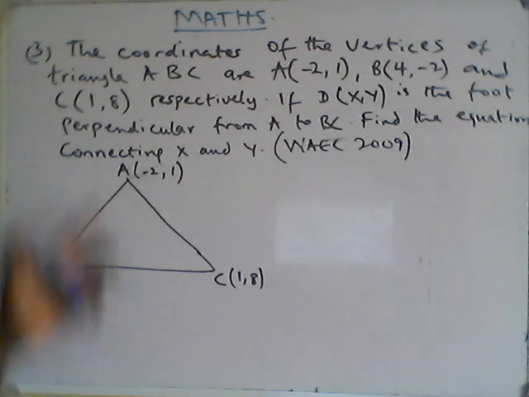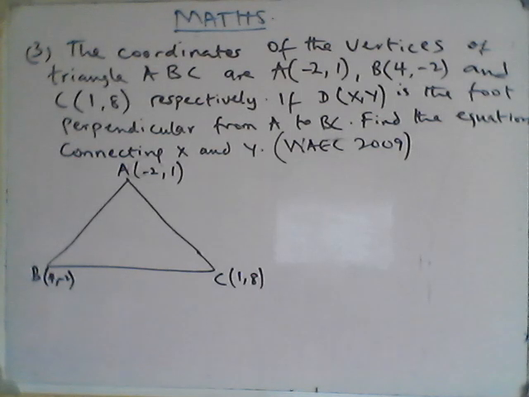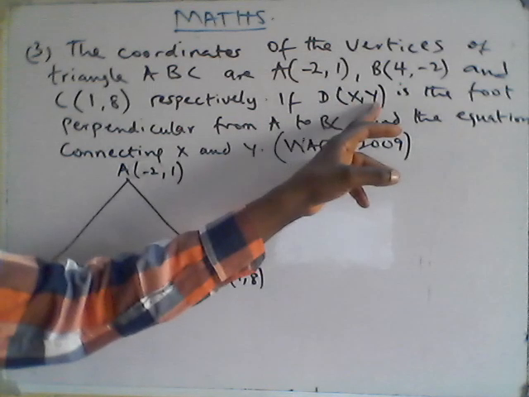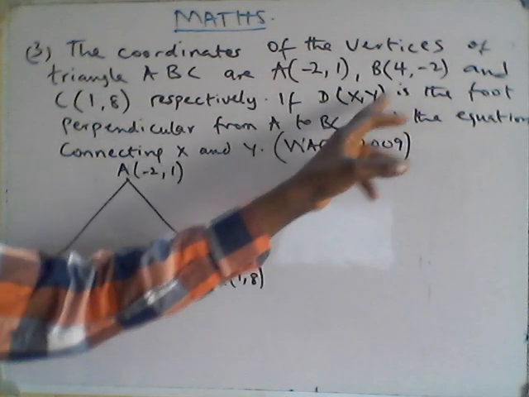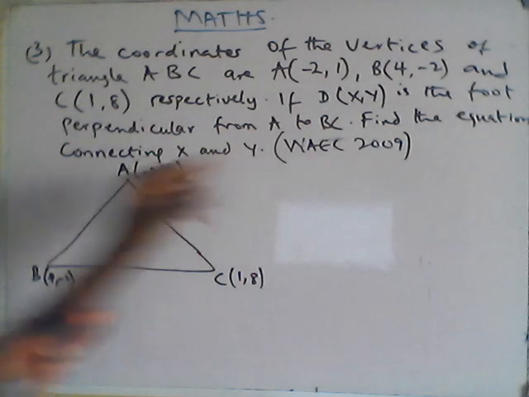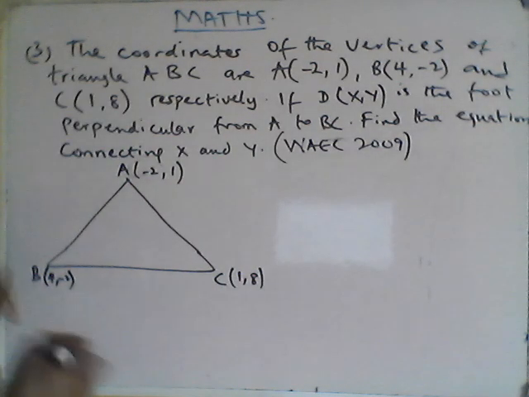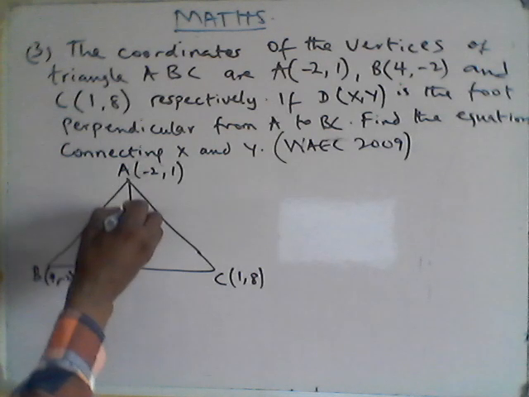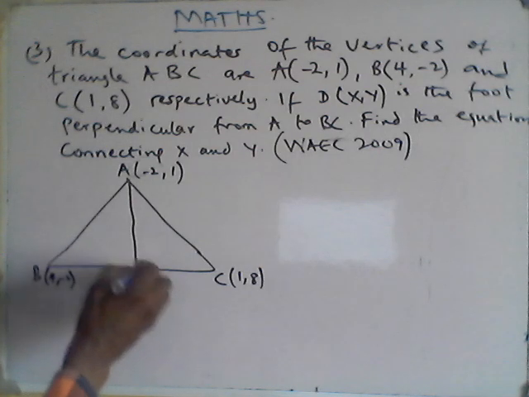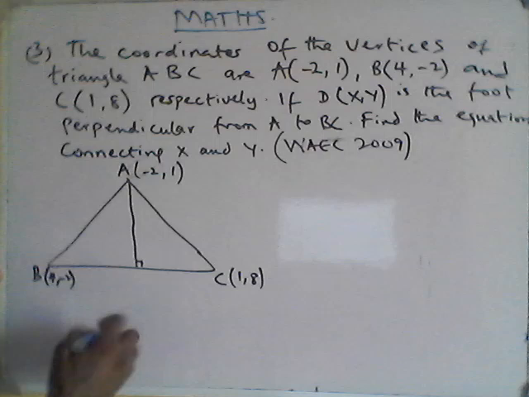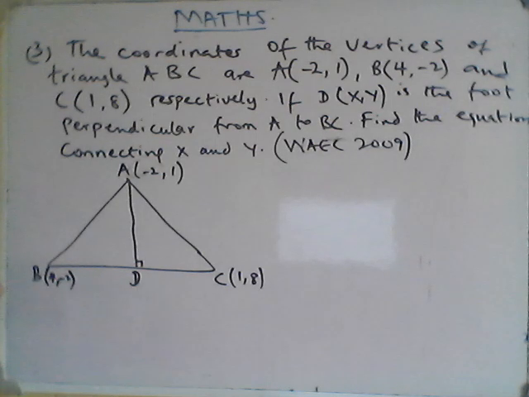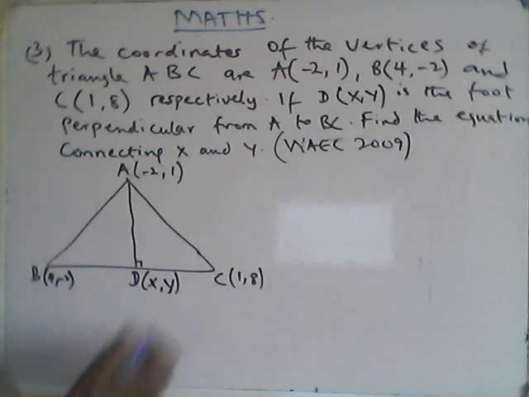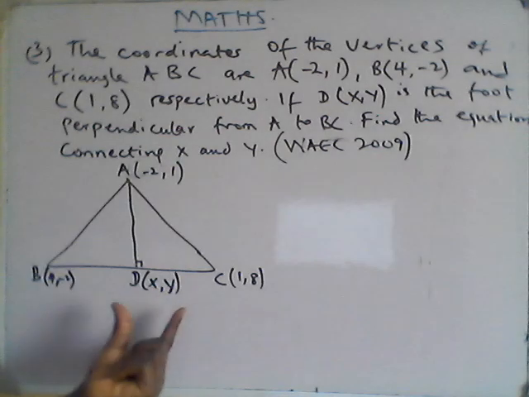Okay, so I've drawn the triangle up to this point. Say D, a point that has X and Y as its coordinates, is the foot of the perpendicular from A. So this is A. Foot means the perpendicular from A: if I go down like this, it will hit BC. You understand? At this right angle, this is point D, and the coordinates of D are unknown. The first one is X, the second one is Y. We're told to find the equation connecting X and Y.